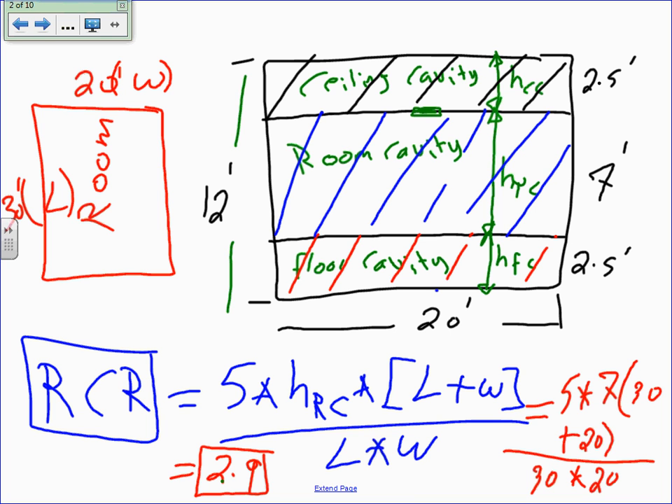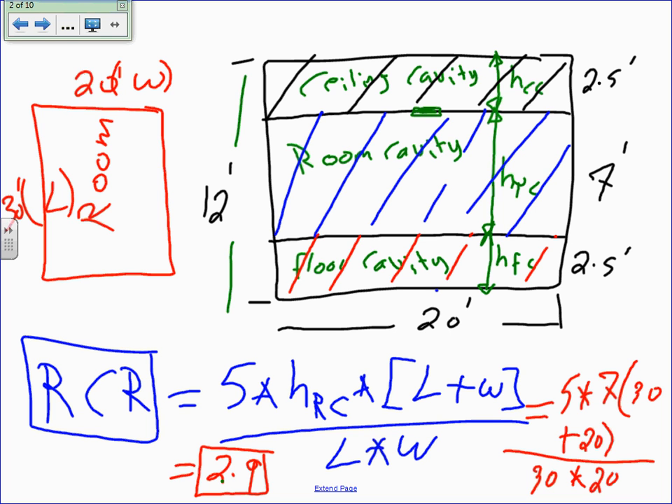If you want to find room cavity ratio, here's the formula. Room cavity ratio always, you take 5. Why 5? The guys who created this formula found by experiment 5 works good. There's a reason why 5, but 5 is a constant, multiplied by the height of the room cavity. What's the height of the room cavity? HRC, in this case, it's 7.